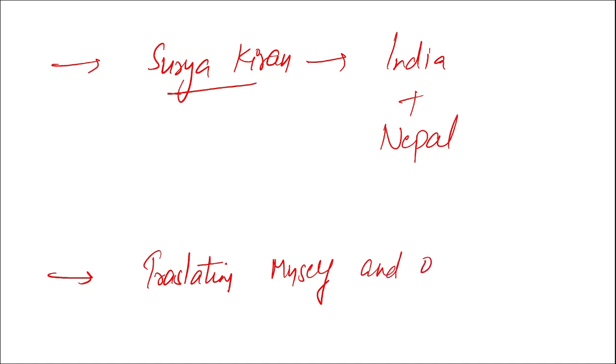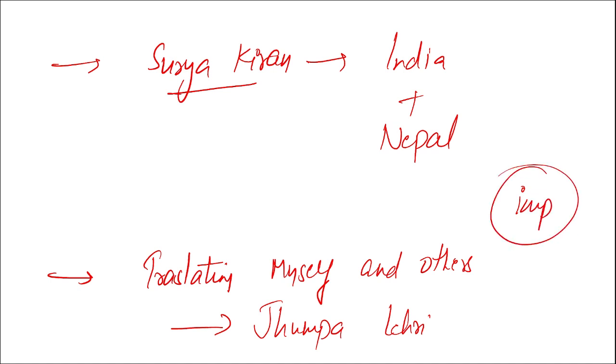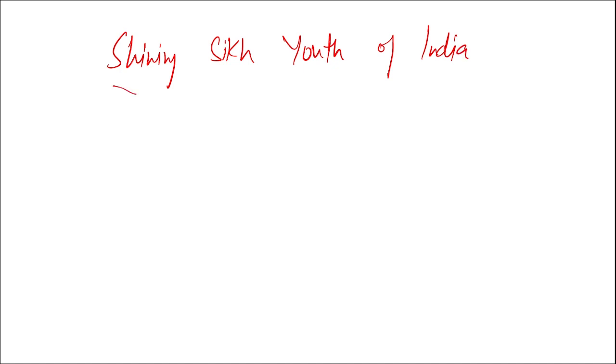Translating Myself and Others. This is the name of the book that has been authored by whom? Jhumpa Lahiri, important book. Alright. Jhumpa Lahiri ji has authored the book that is Translating Myself and Others. Alright. Then other book is Shining Sikh Youth of India.